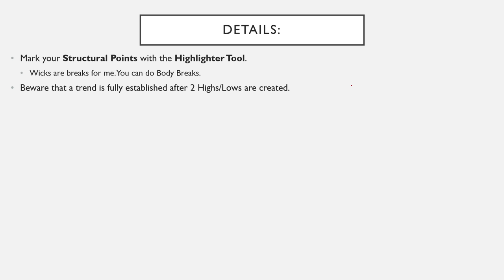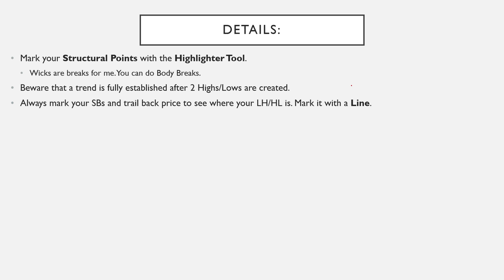As I told you in the examples, always mark your structure breaks and always trail back price to see where your lower high or higher low is. And again, mark it with a bold line. Learn to zoom in on your charts and spot all the details. Don't be zooming out, looking at the market from a macro perspective. You're not like positional traders. Zoom in and look at all the details.